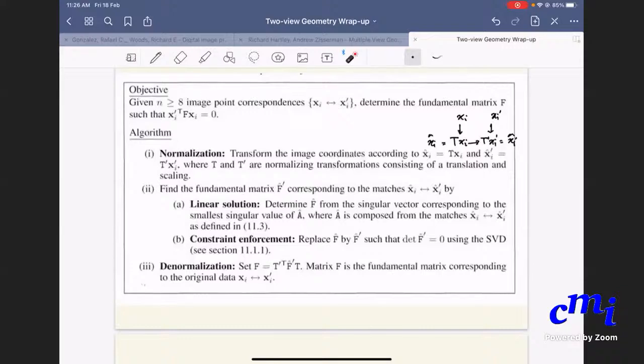Okay, but another very common thing, for numerical reasons as well as for accuracy reasons, and that is the maximum likelihood estimation method. Okay, where what one does is one tries to minimize the reprojection error.